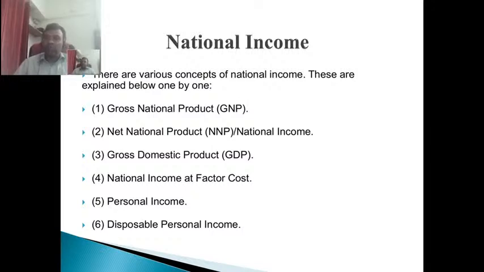Which one will be more, national income at factor cost or national income at market price? Obviously market price, because there is value addition. You are also making some profit from that. Personal income, obviously individual income, per capita income, will come into personal income.